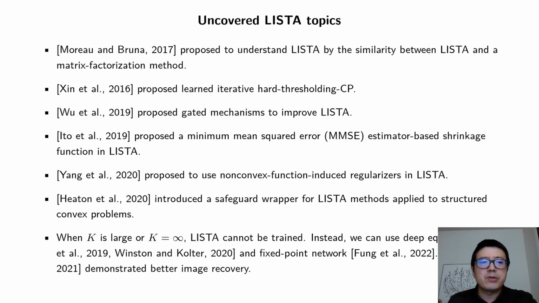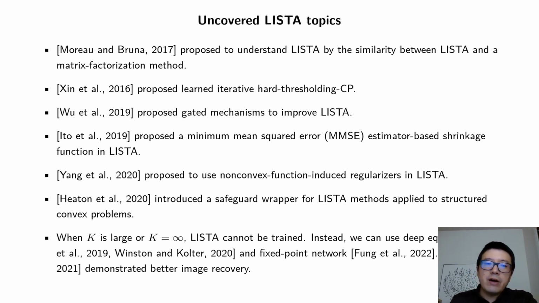One of our papers by my students and Howard Heaton and others introduced a safeguard wrapper for LISTA and similar methods, for learned ADMM, learned primal dual, and other learned operator splitting algorithms. And this safeguard wrapper will ensure that when you apply this network to unseen problem or out of distribution problems, you get at least the same performance as traditional algorithm.